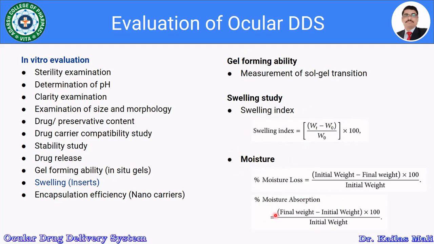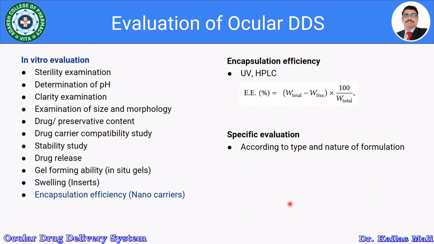So these are the formulas which are widely used to get an idea about the moisture loss and the moisture absorption. Then encapsulation efficiency, in the case of encapsulated systems like microspheres or nanoparticles. Generally, we use a UV spectrophotometer or HPLC, and with a suitable formula, we determine the encapsulation efficiency of the product.